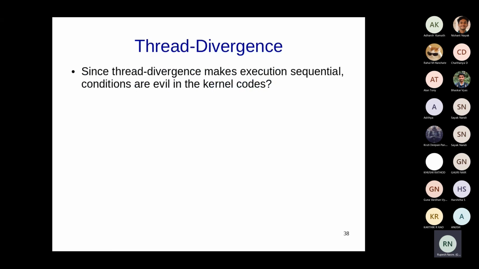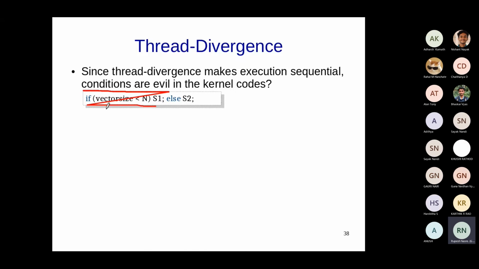Okay, so since thread divergence makes execution sequential, shouldn't we declare that the conditions are evil in the kernel code? Well, if I have a condition like this, where vector size less than n, this is the kind of guard that we had for all the threads to execute only some portion. If we have this, there is a condition, but there is no real problem, because all the threads are going to evaluate this condition to true, and the useful work is going to get done in S1. S2 could be empty. So having conditions per se is not bad. There is no divergence as such, because all the useful work is being done in S1 itself.